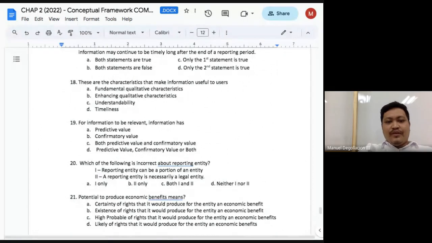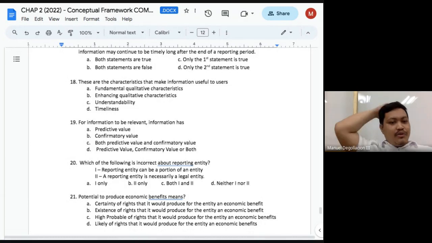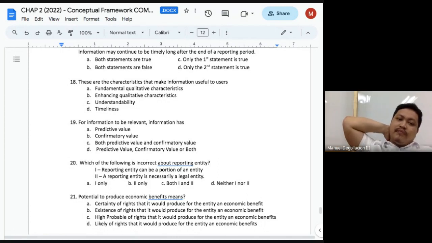Number 20, which of the following is incorrect about reporting entity? The first Roman numeral there, class, is a true statement. A reporting entity may just be a portion of an entity. Okay, but statement 2 is incorrect because a reporting entity need not be a separate legal entity. So that's why the answer for number 20 is bravo.